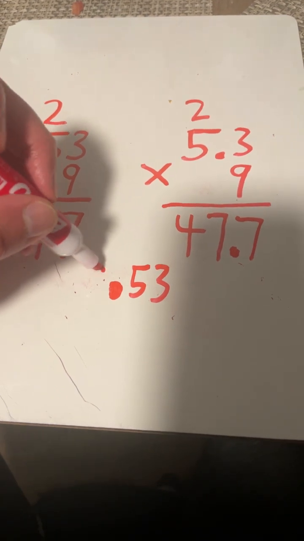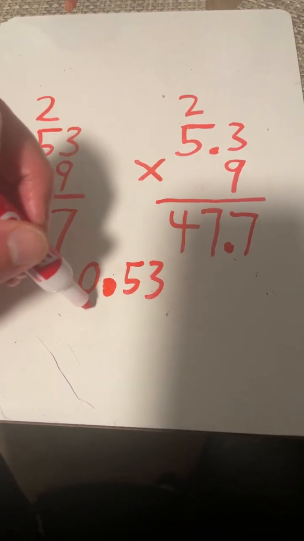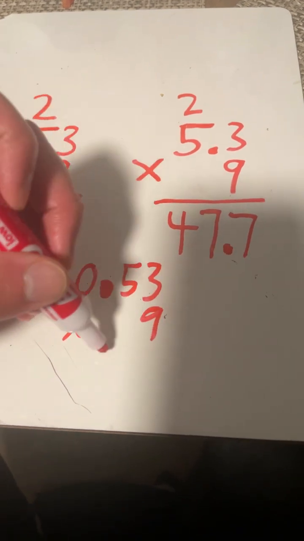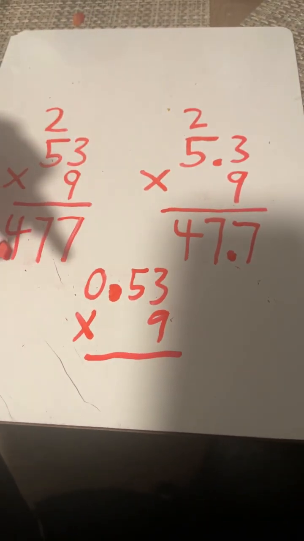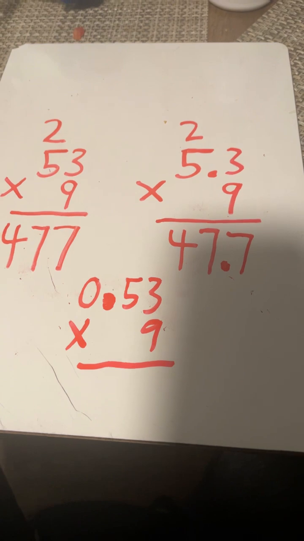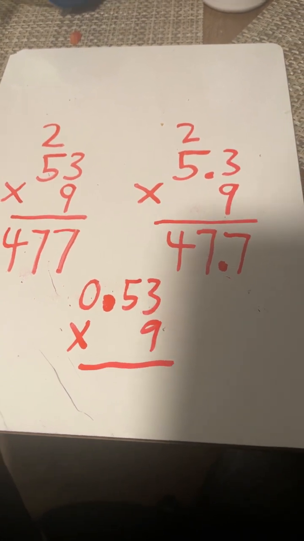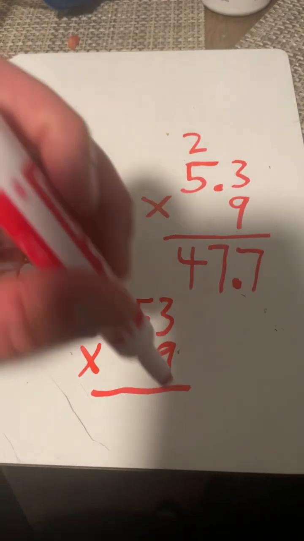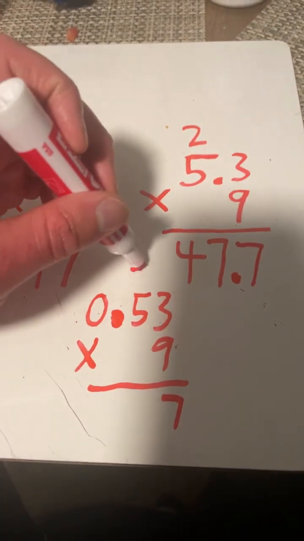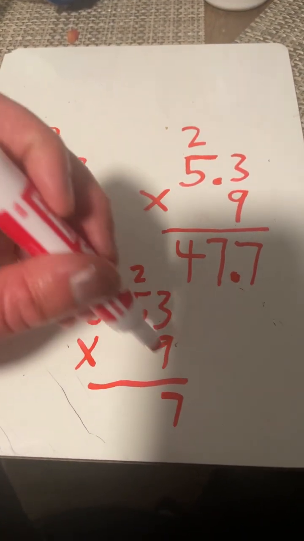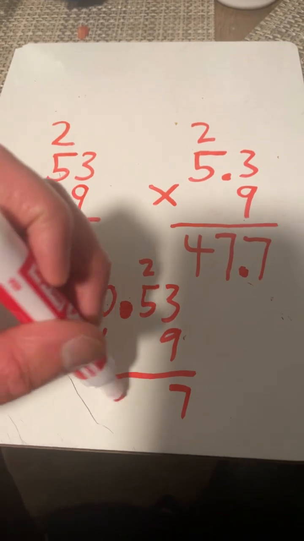Let's say I want to multiply 53 hundredths times 9. Again, I would go about solving this the same exact way. I multiply 3 times 9, I get 27. 7, carry the 2. 5 times 9 equals 45, plus 2 is 47.